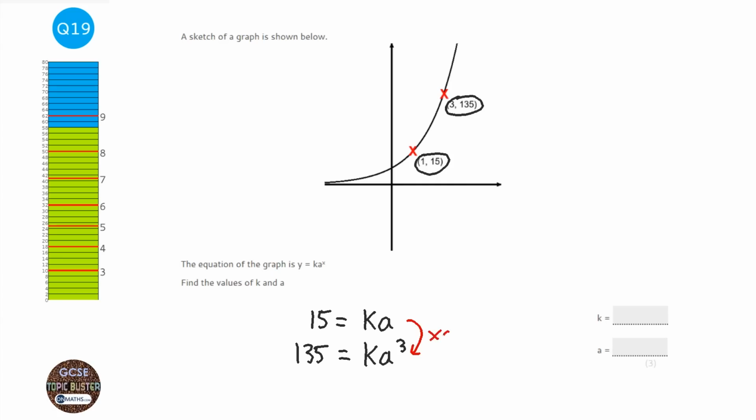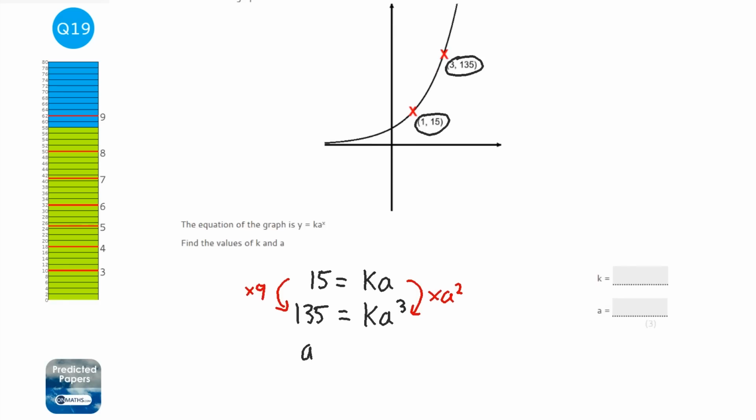Well, I'm going to times it by a squared. So I think, well, what do I do to this side? So I get my calculator and I do 135 divided by 15, which is 9. So I'm going to times it by 9. Therefore, a squared must be equal to 9, because we're timesing the left hand side by 9 and we're timesing the right hand side by a squared.